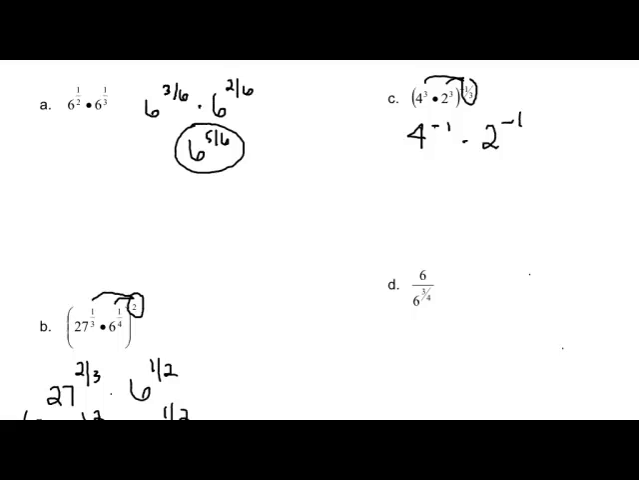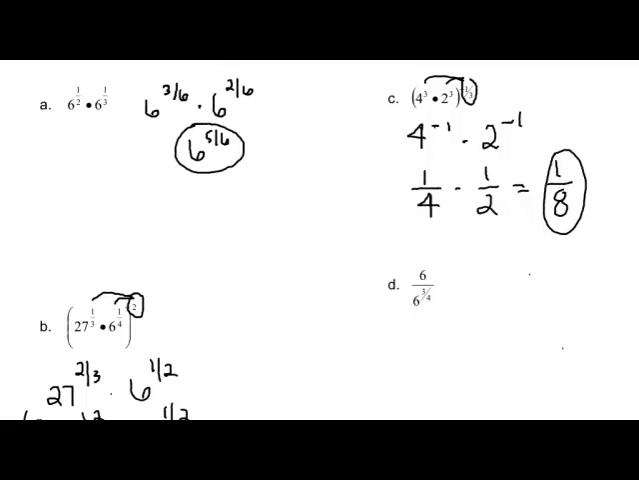If you recall from chapter 6, our exponent rules, if we have negative exponents, that's like taking the reciprocal, or flipping. So 4 to the negative 1 is the same as 1/4, and 2 to the negative 1 is the same as 1/2. And then we can multiply these. 1/4 times 1/2 is just 1/8.